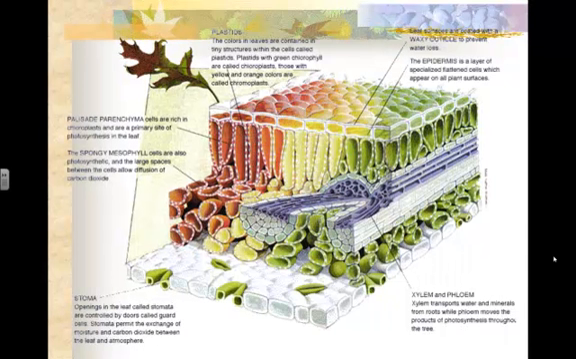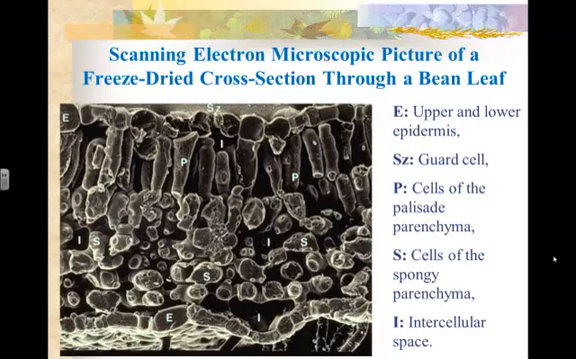Here's a nice diagram showing you the things that we've talked about. Your diagram on the quiz will not have color, obviously. Here's one from an electron microscope, and see if you can easily spot all the parts that we were talking about.